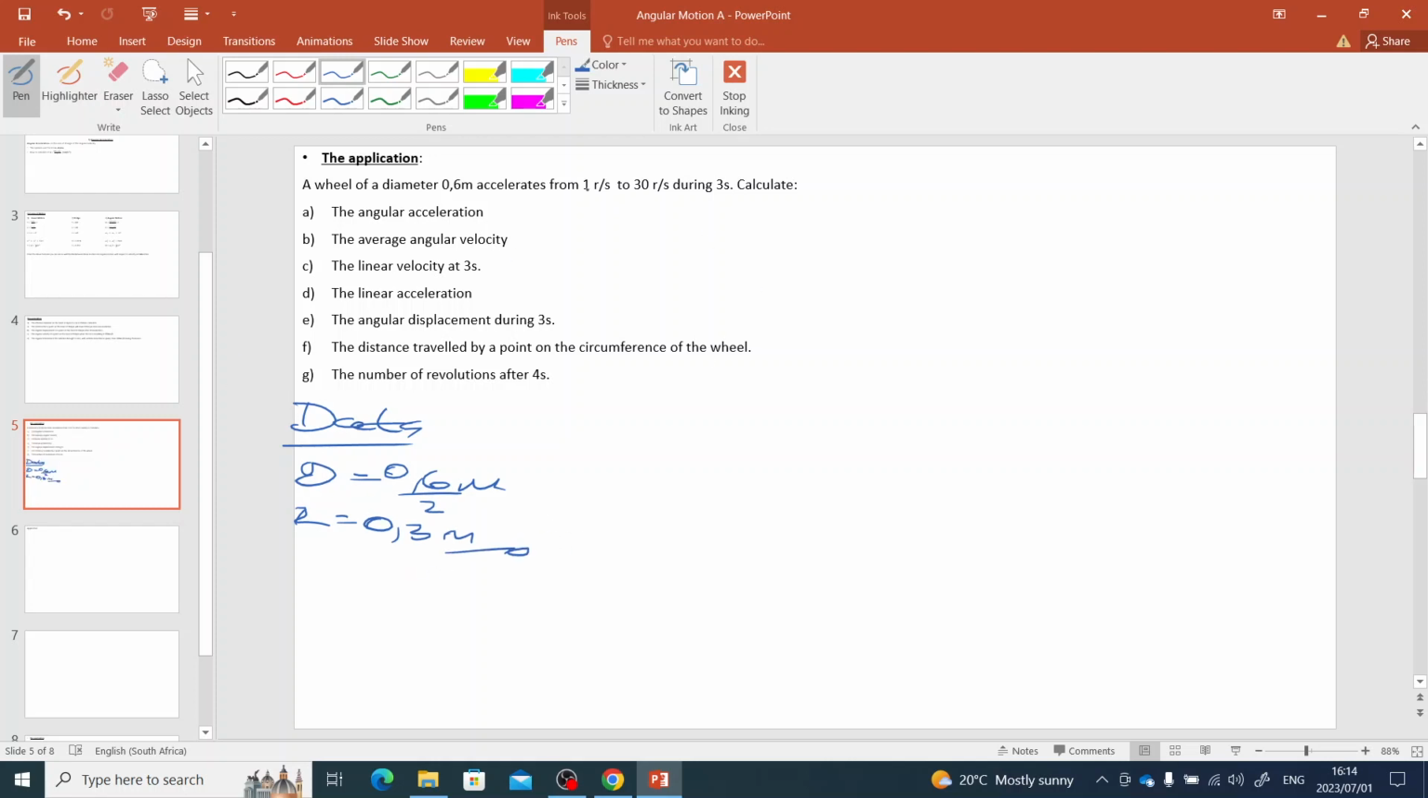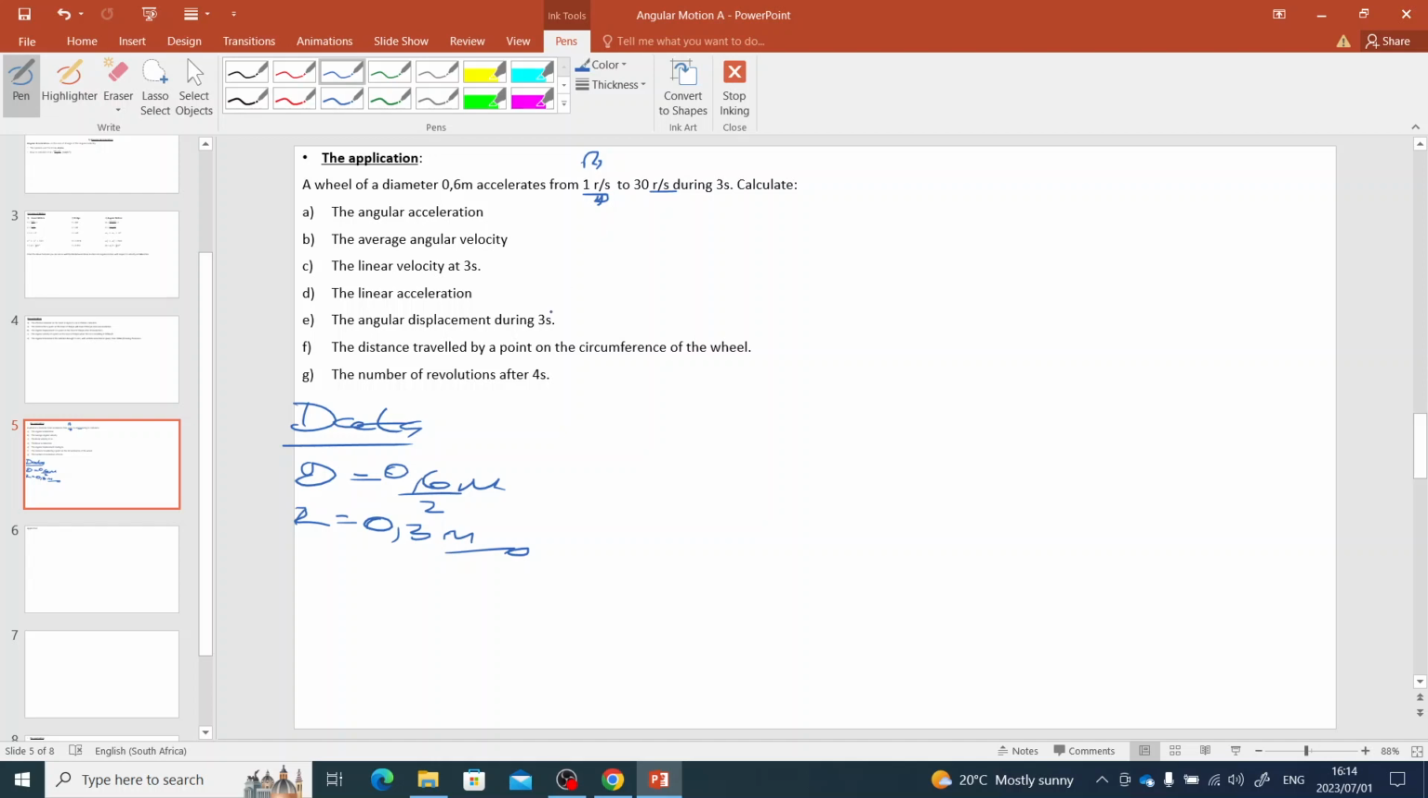Then we are given that it accelerates from 1 rev per second to 30. Now we are given n1. This is n1, this is n2. That indicates for us that this is n1 and n2, the SI unit. It is rev per second. Now, like I said, know the SI units, know the formulas.